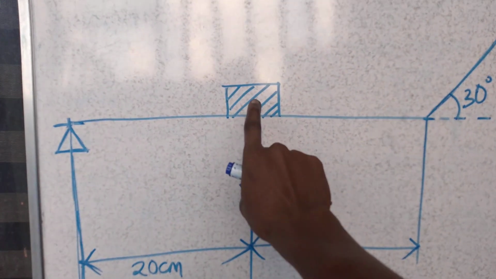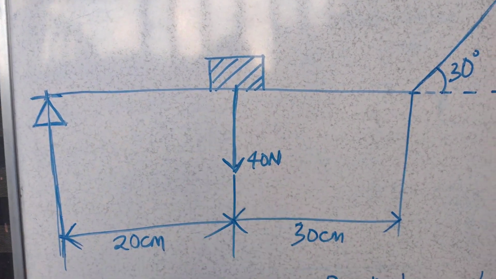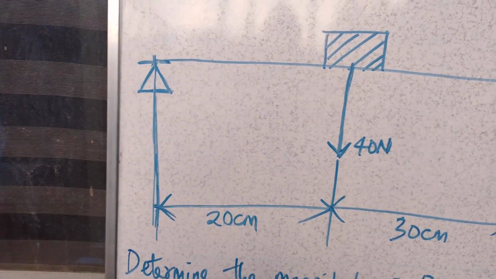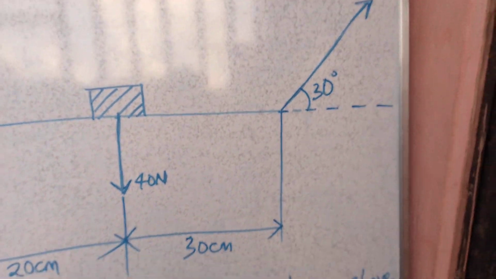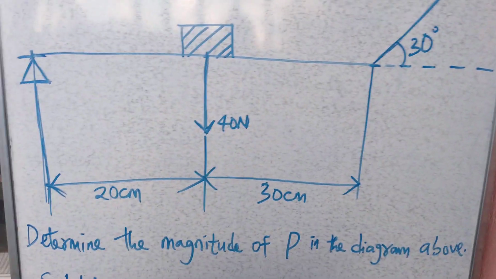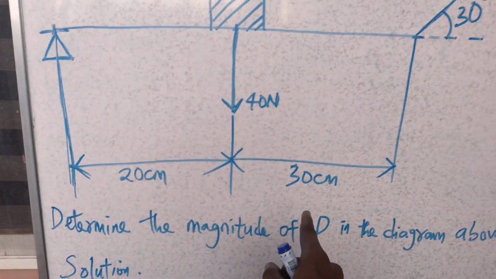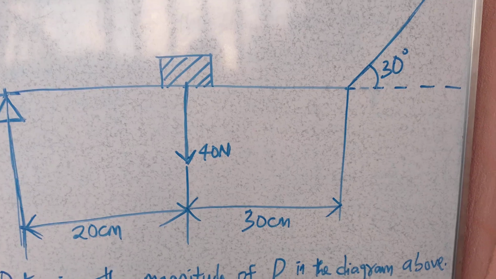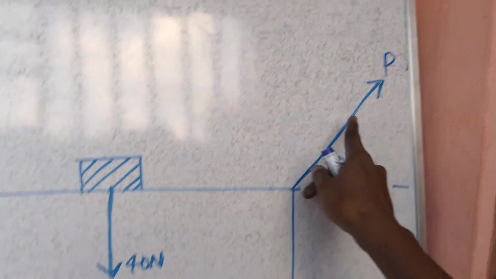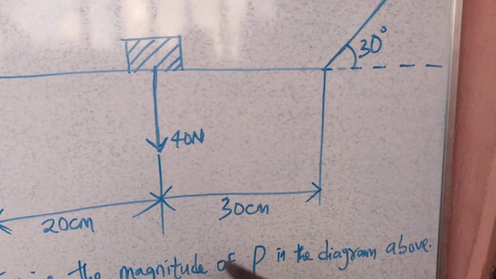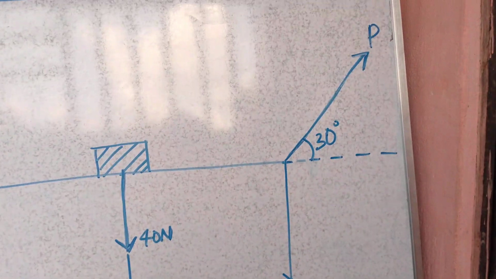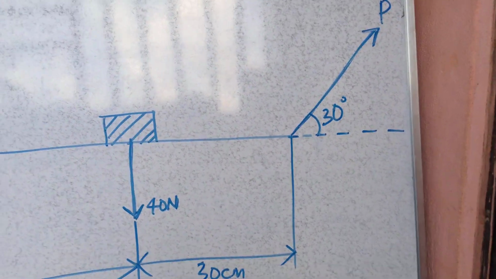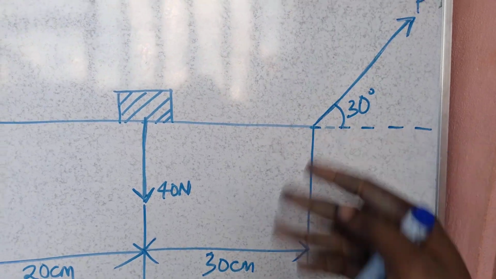The force on this block, or the weight of the block, is 40 Newton, acting vertically downwards. Distance between this block and this pivot is 20 centimeter, and the distance between the diagonal force P and the block is 30 cm. So that means we have to find the distance between this force P and the pivot. That will be 20 plus 30, which is 50 centimeter. Okay, so let's determine the magnitude of P in the diagram above. Quickly, we'll draw the free body diagram, and we'll have to resolve this force to both vertical and horizontal axis. And I'll be having this. So I have something like this.